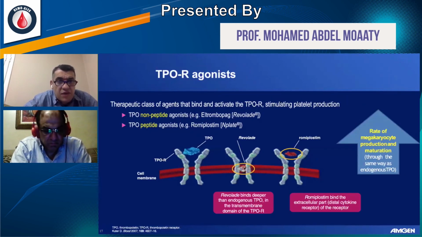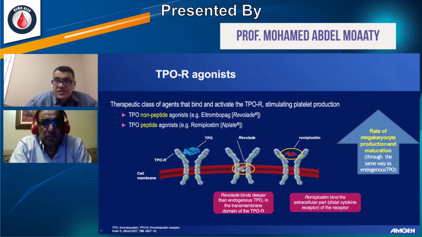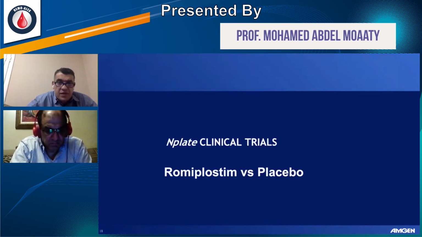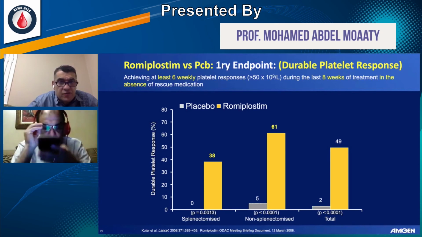It can bind and activate the normal TPO receptor, stimulating platelet production at various sites of the receptor, and the rate of megakaryocyte production and maturation is increased through this drug in the same way as endogenous TPO. Revising quickly the studies of romiplostim in ITP, comparing romiplostim versus placebo, the durable platelet response was better with romiplostim, both in splenectomized and non-splenectomized patients.